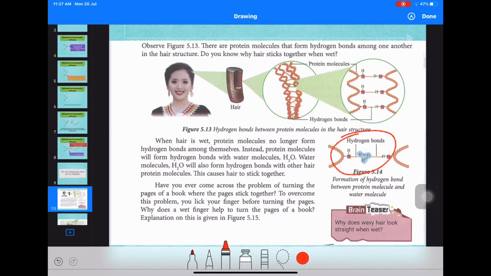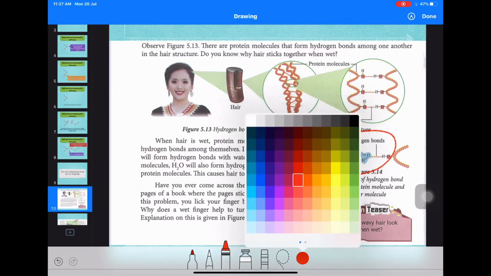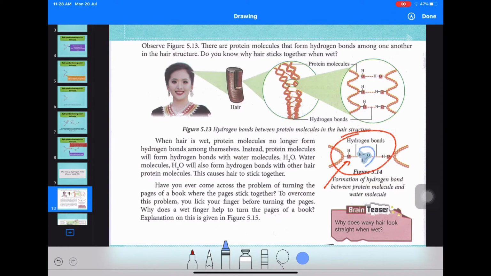So when water is in between the hair molecules, the protein from one hair will create a hydrogen bond with water here. Another protein molecule from another hair will form a hydrogen bond with the water at the center. So they will stick together.